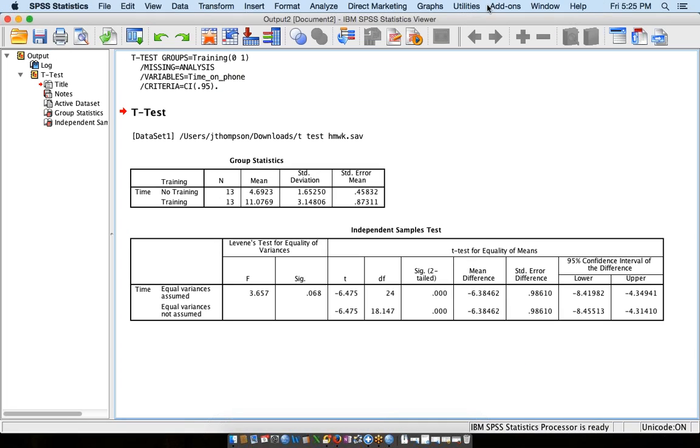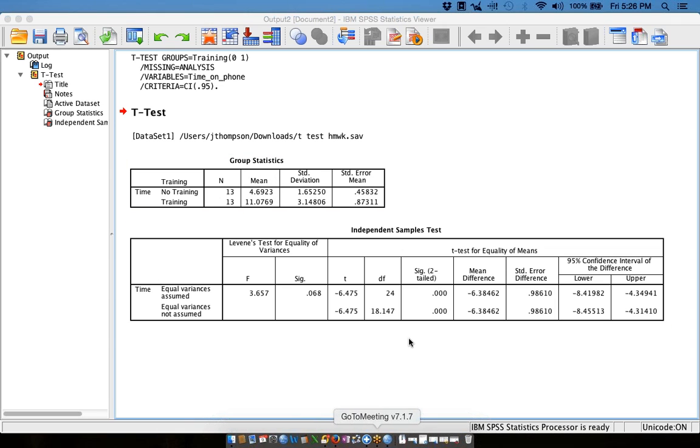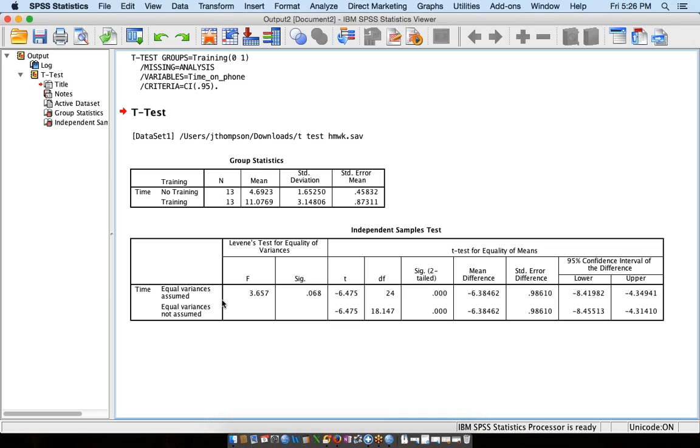Make this a bit bigger. Okay, so N is showing us how many in each group, and they're equal. So we've got 2 different means. One mean is 4, one mean is 11.